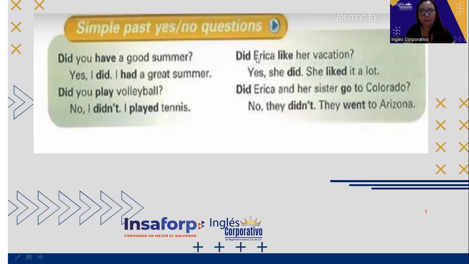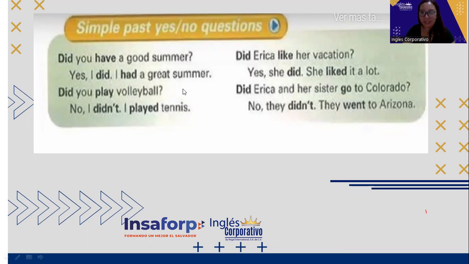Thank you. Number 2. Did Erica like her vacation? Yes, she did. She liked it a lot. Thank you. Number 3. Did you play volleyball? No, I didn't. I played tennis. Thank you. Number 4. Did Erica and her sister go to Colorado? No, they didn't. They went to Arizona. Thank you. Very good. Okay.